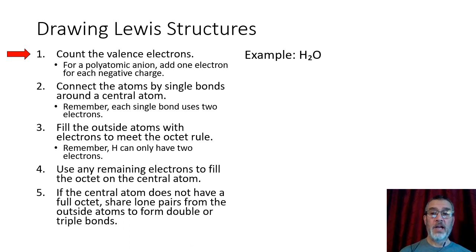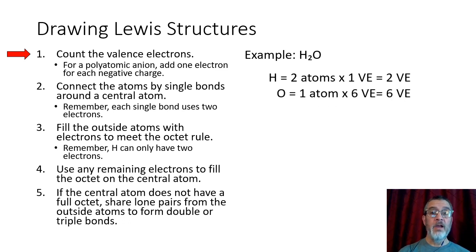Well, hydrogen, I know we have two hydrogen atoms. Each hydrogen atom is going to have one valence electron because it comes from the first column of the periodic table. So two atoms at one valence electron each gives me two available valence electrons that the hydrogens bring into the molecule.